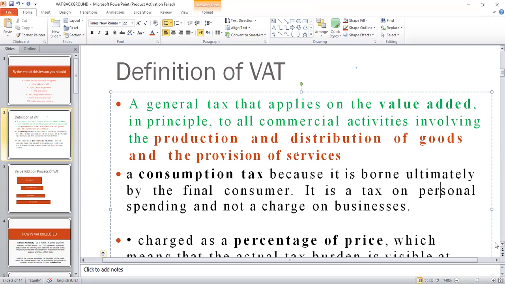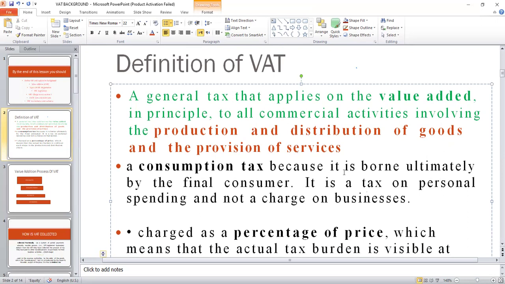And then VAT is a consumption tax because it is borne by the final consumer. It is a tax on personal spending and not charged on business. What do I mean by this? Let's say you are a customer. You purchase goods from the supermarket. The supermarket will issue to you a receipt which is VAT inclusive. It means the VAT is included, and you are going to pay it as part of the price. So you are the final consumer who has paid the VAT, and it is not charged on a business.